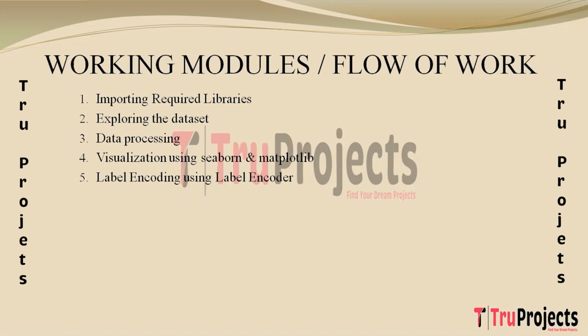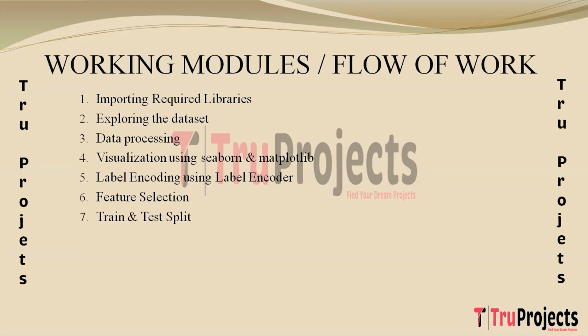Here we apply label encoding to convert categorical labels into numerical format, facilitating the training of machine learning models that require numerical input. The next step is feature selection. In this step we choose relevant features for model training, enhancing model performance and reducing dimensionality if necessary.